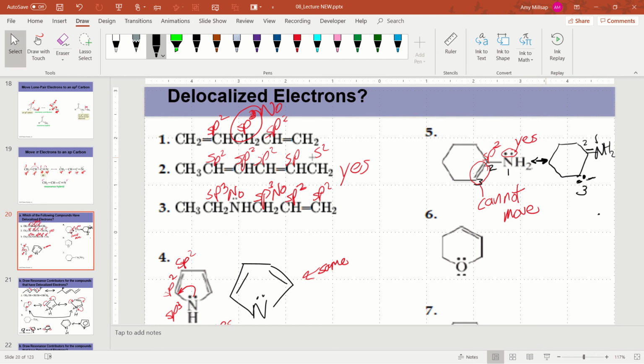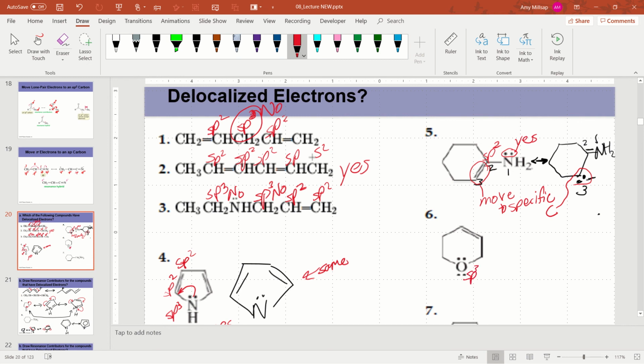So the lone pair on nitrogen can move, and the only way that we can move the pi electrons is to an individual carbon. As shown. Okay.